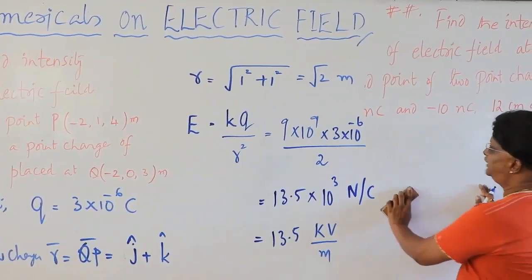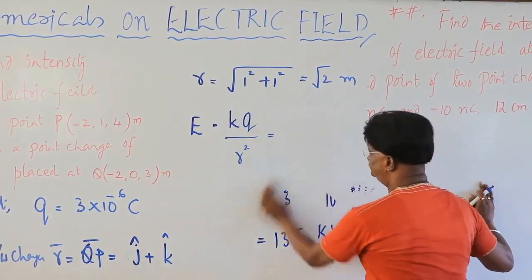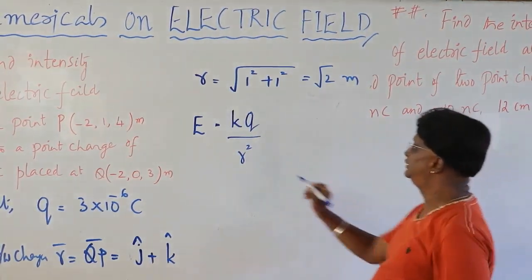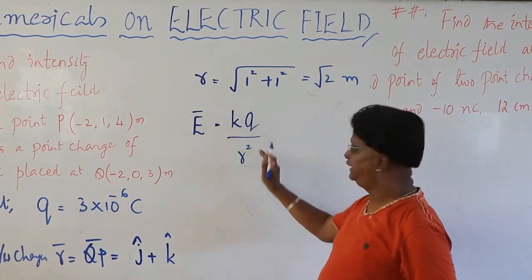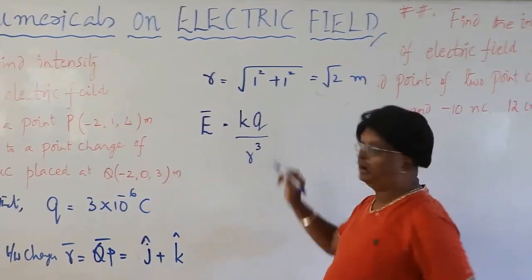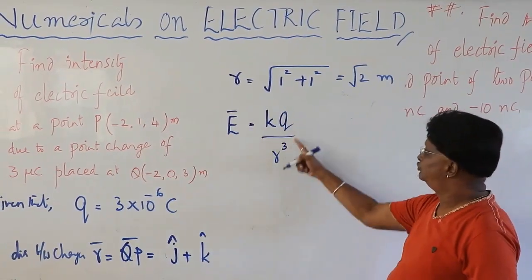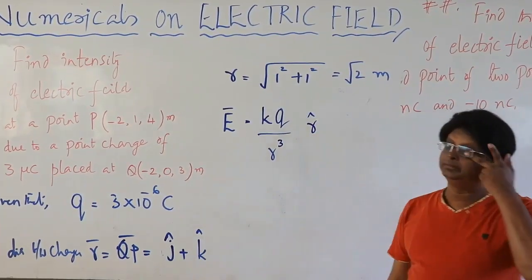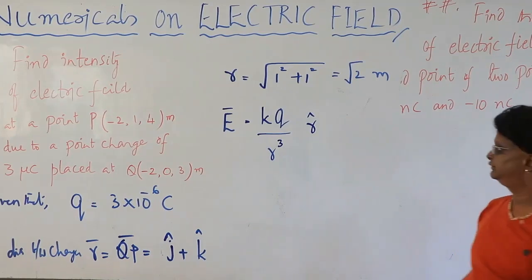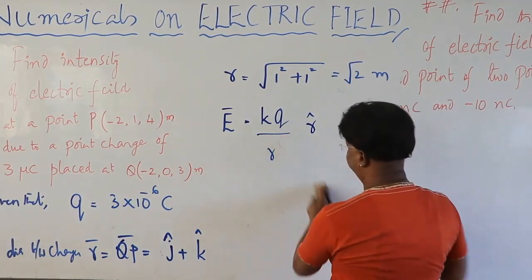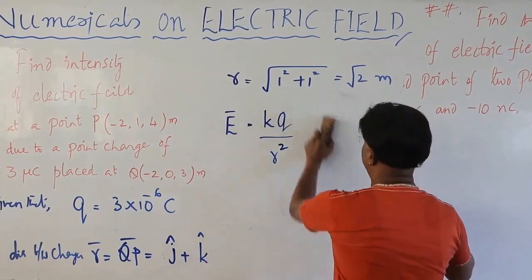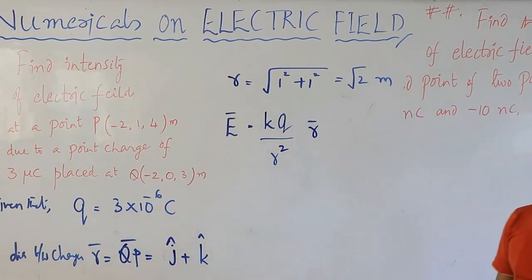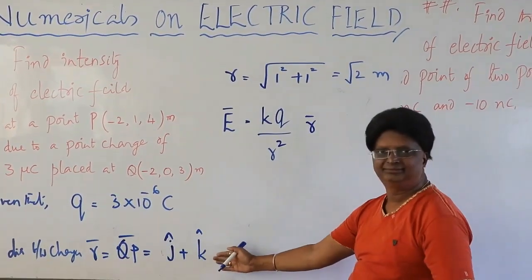Now let me do the same example in vector form. You remember the vector form we have given? E bar is equal to KQ by r cubed times r cap. Or else the same expression, KQ by r square times r bar, which is already ready with us.